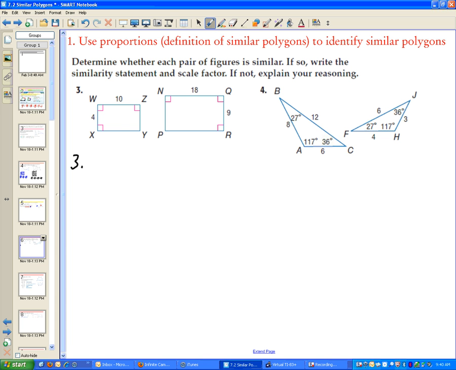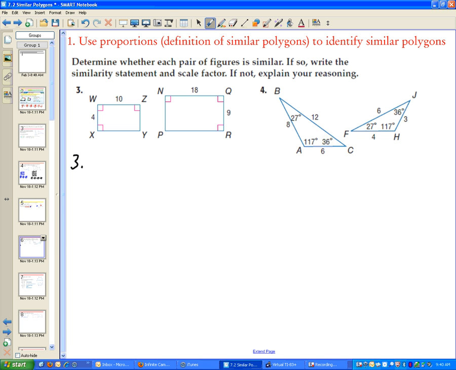Well, look at number 3. Aren't all of those angles right angles? So no matter what corresponds to what, we do have all the corresponding angles congruent, don't we? Because it's always going to be 90 congruent to 90. It's going to be a right angle congruent to a right angle, no matter how we match it up. But then, corresponding sides have to be proportional.